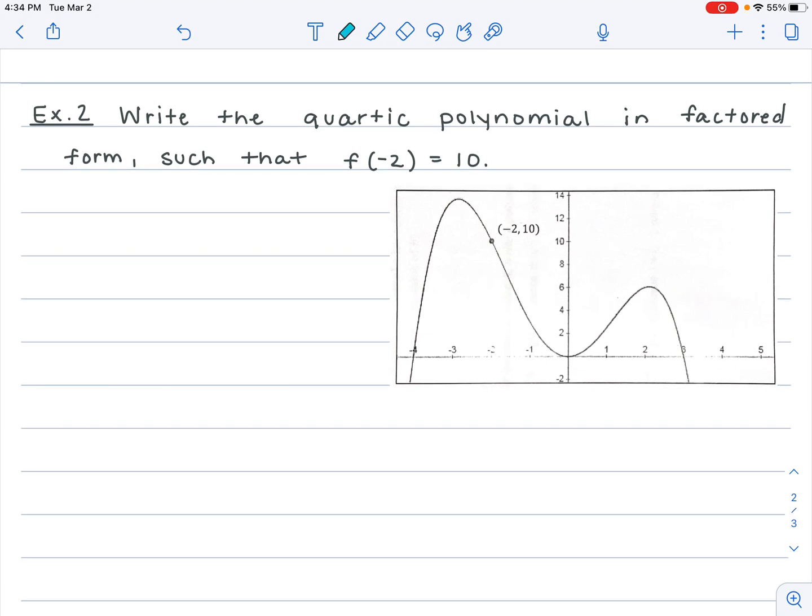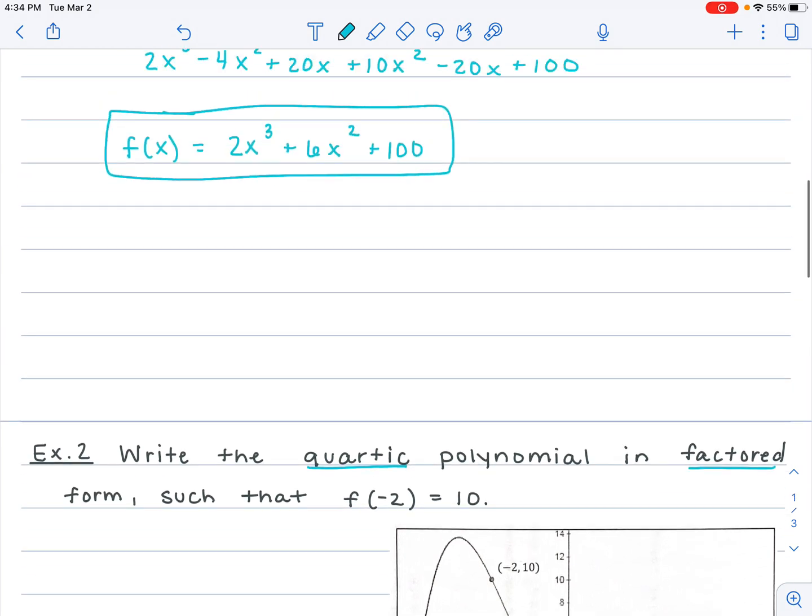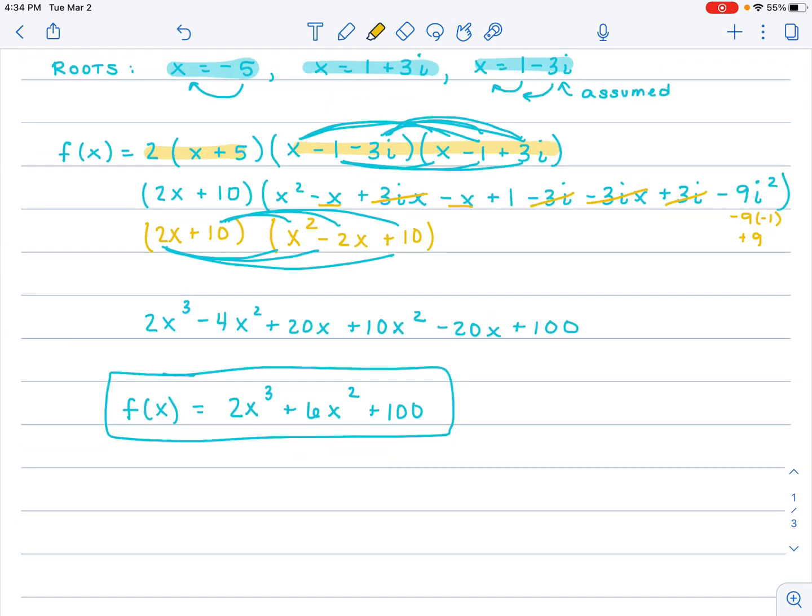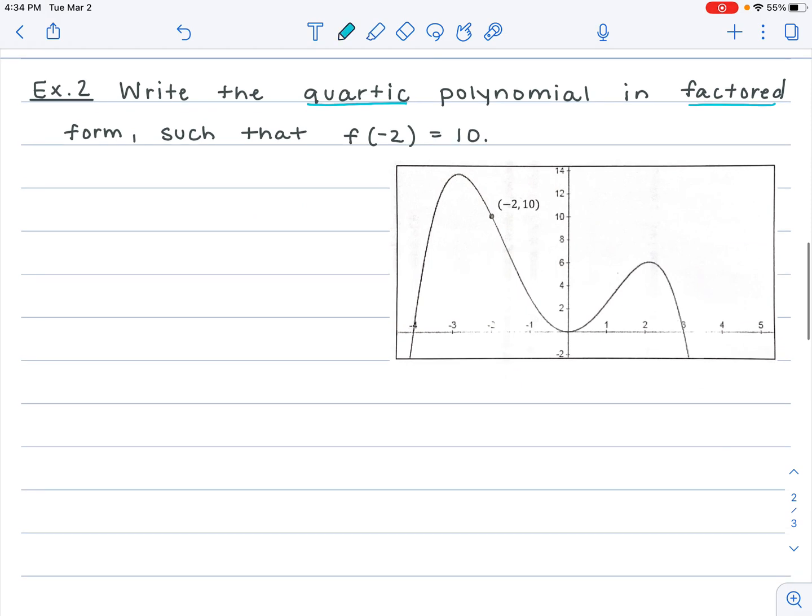All right, my second example says write the quartic polynomial in factored form such that f of negative 2 equals 10. So we've got a quartic polynomial, which means that we're going to have 4 roots. They want it in factored form, so they're going to have us keep it in this form here when it has all of the factors. Okay, so we've got to figure out what those are. You notice it does not tell us what the vertical stretch is, so we might have to figure that out ourselves. So when I'm looking here, I want to be able to list out all the roots by looking at this graph. All right, so my first root happens right here at x equals negative 4.